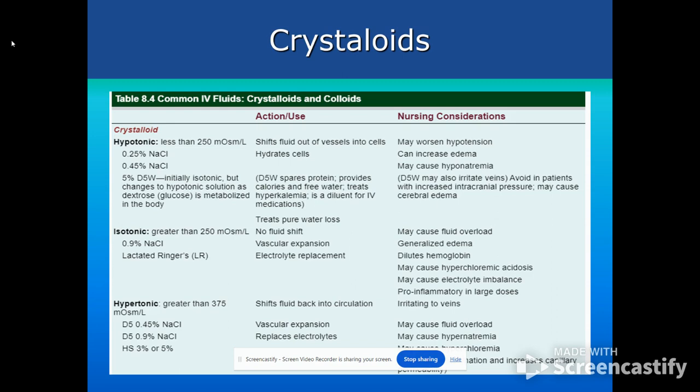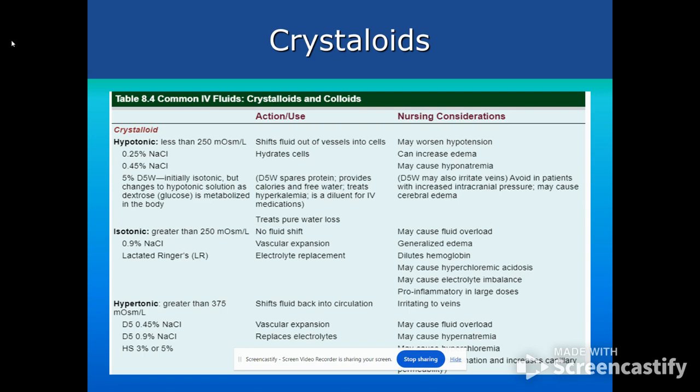This, again, will shift fluid out of vessels into cells. It will help to hydrate those cells. It can worsen hypotension. So if somebody is having a low blood pressure, we do not want to give them a bolus of half normal saline because this is not going to help that. It will worsen it. It can increase the edema. So if they're third spacing already, it can increase that edema. It can also cause them to have low sodium. So just be considerate and mindful of those.